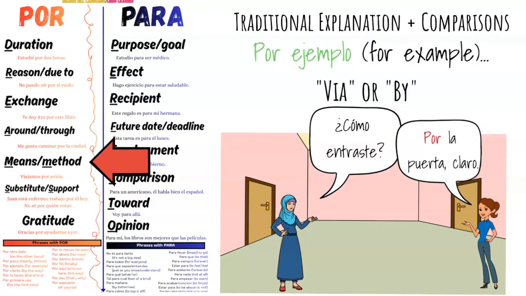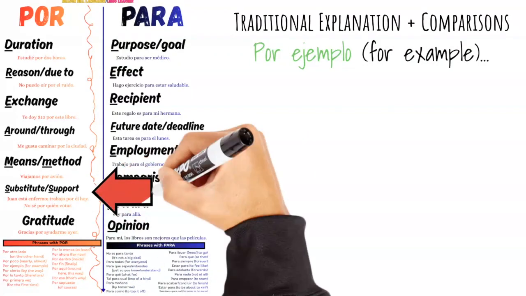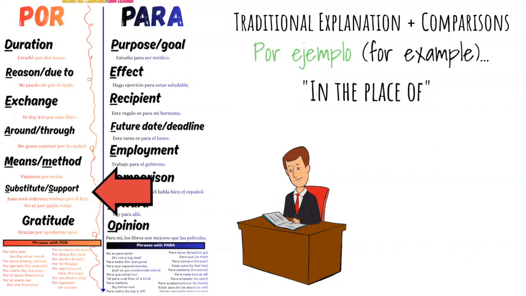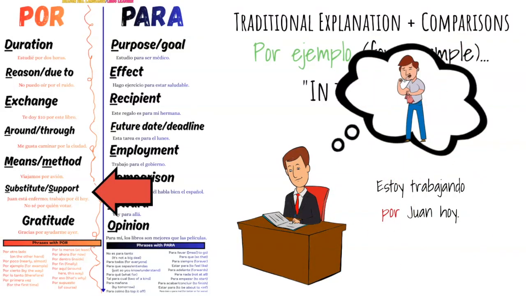We also use por for substitutes, as in the place of. Juan está enfermo. Estoy trabajando por él hoy. Juan is sick. I'm working for him today. Notice that this means I'm working in Juan's place, instead of him. It doesn't mean that Juan is my boss or employer and I work for him. That would be para. It's also used for support.